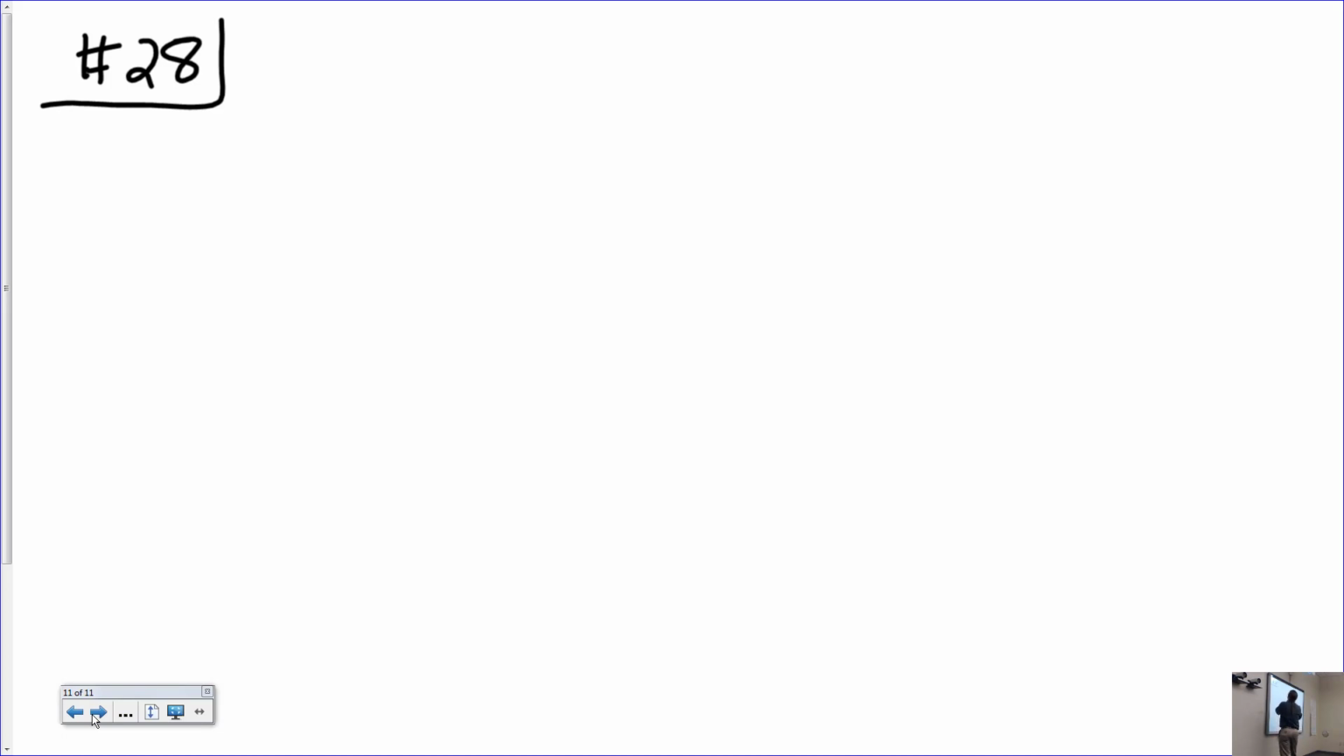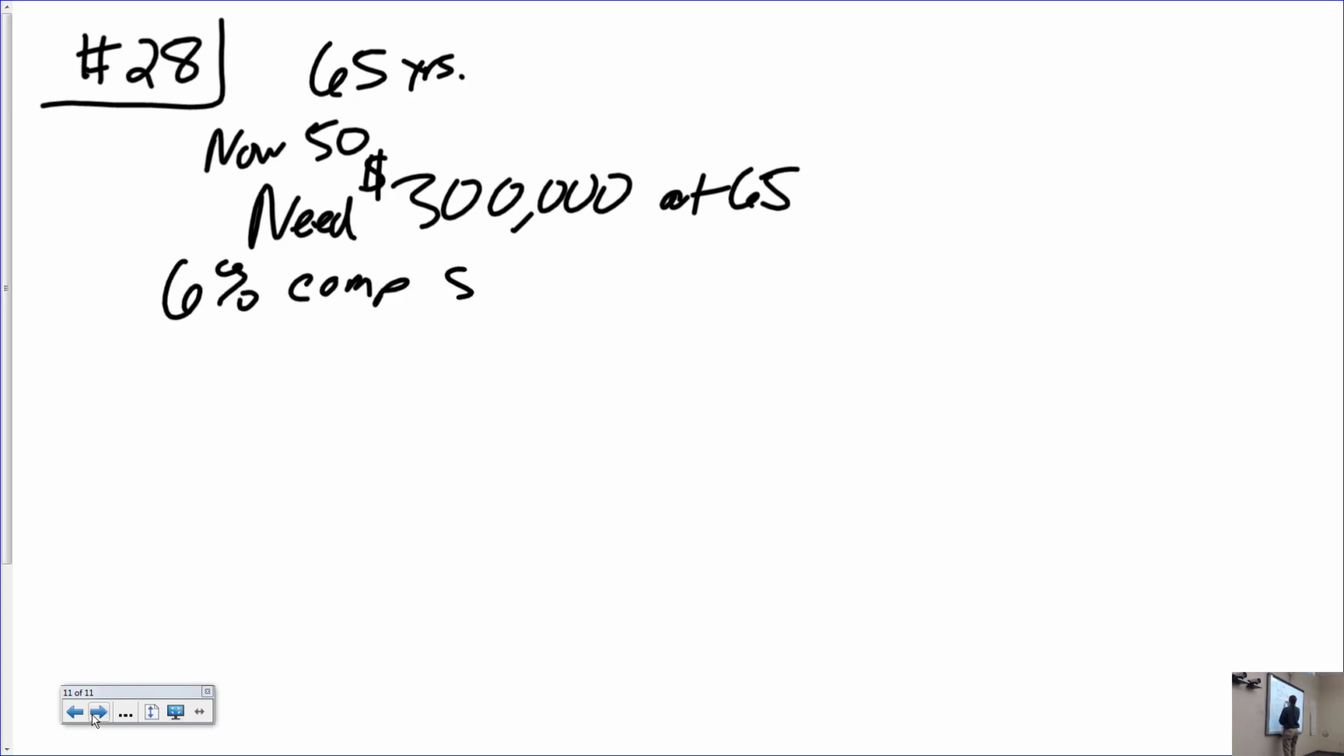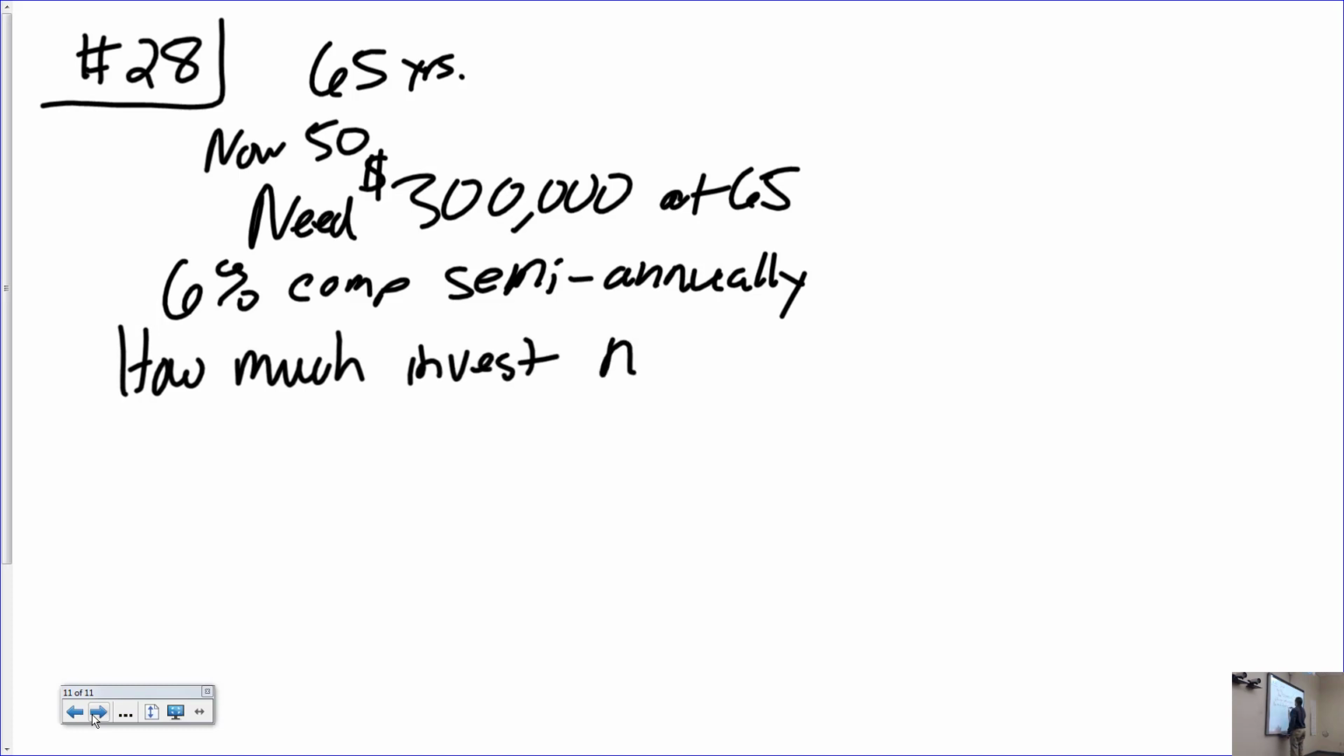So 28, a person wants to obtain, he is 65 years old. Okay, the person is now 50. He believes he will need $300,000 at age 65, assuming 6% compound interest compounded semi-annually. How much do you need to invest now?